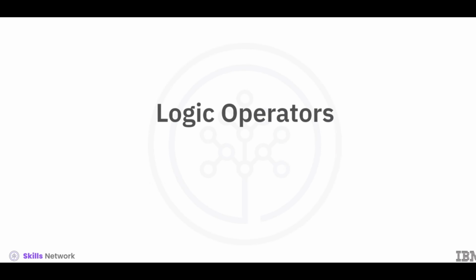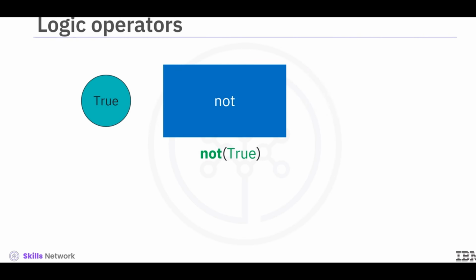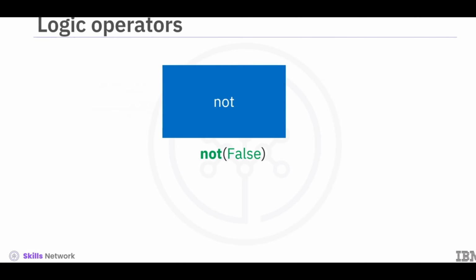Now let's take a look at logic operators. Logic operations take Boolean values and produce different Boolean values. The first operation is the not operator. If the input is true, the result is a false. Similarly, if the input is false, the result is a true.